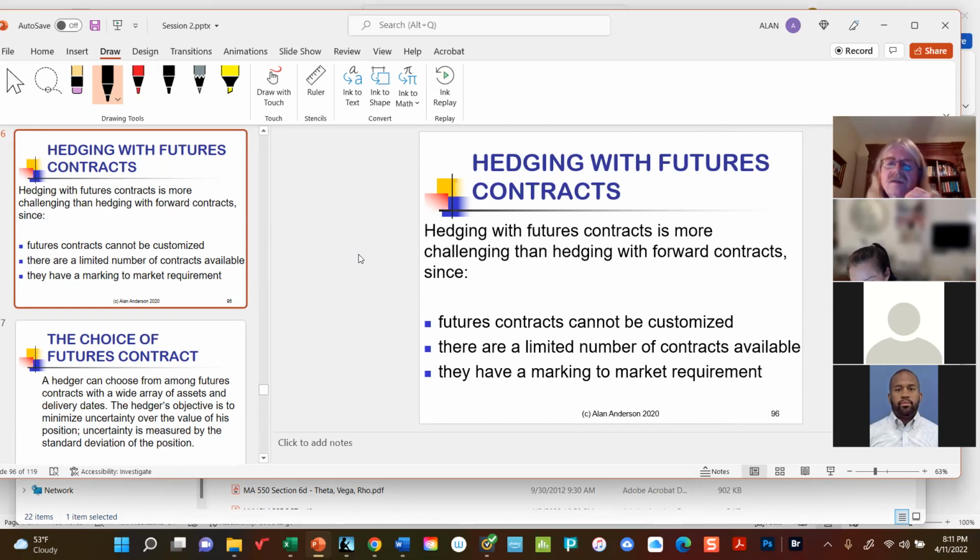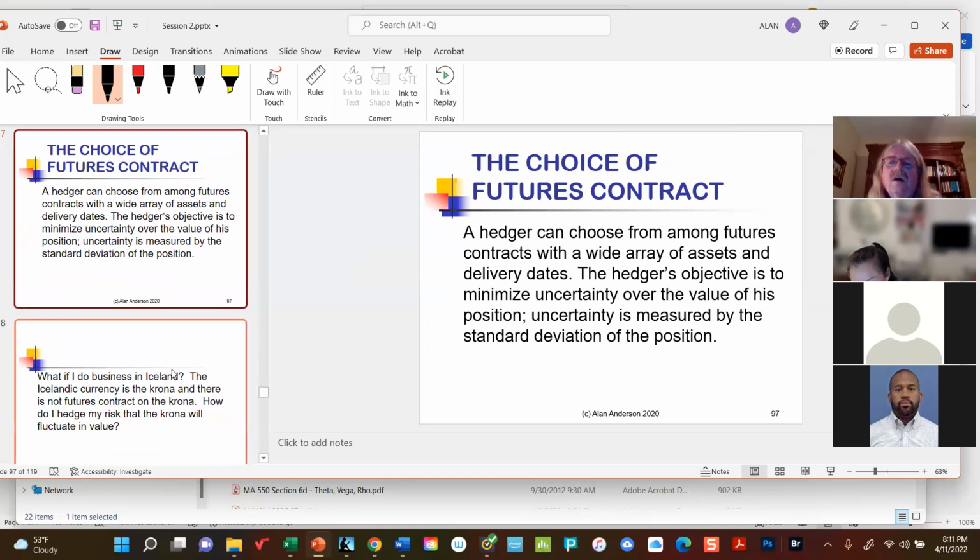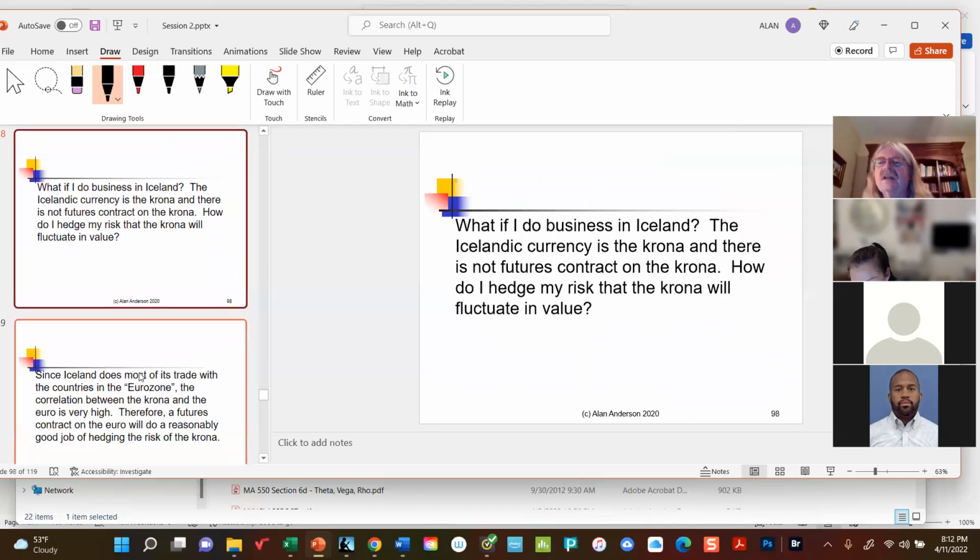Okay, now, first of all, if we have trouble finding the right contract, then we can think about correlation. For example, what if I do a lot of business in Iceland? Small country, the krona, the name of their currency is the krona. You're not going to find futures contracts in the krona because it isn't that heavily traded in the international markets. What do I do instead? Well, I look around for another currency that's probably highly correlated with the krona.